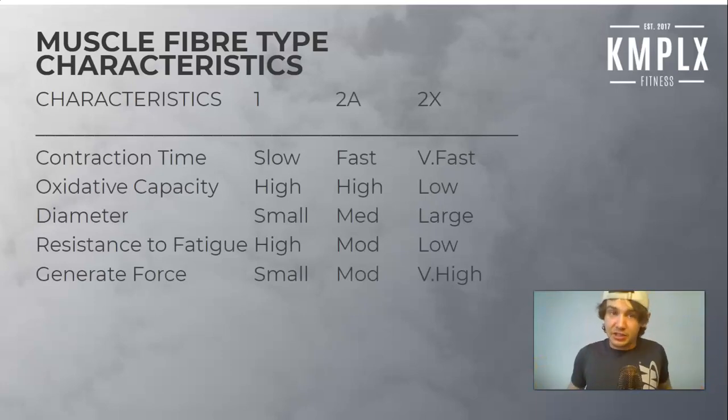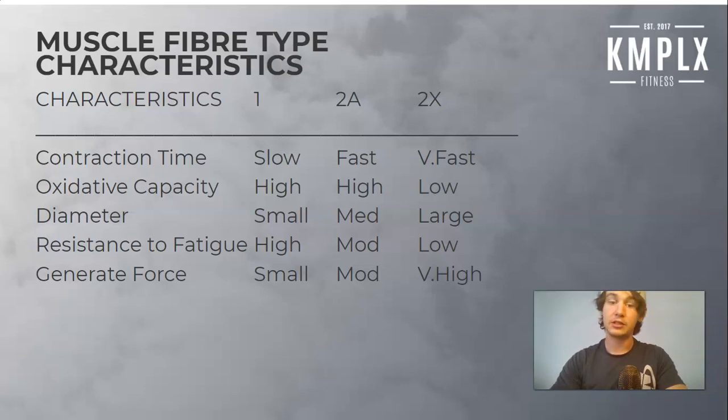So just looking at characteristics, it's just a small table from left to right. We've got 1, 2A and 2X. So contraction time, you can see a type 1 has quite a slow contraction time. Type 2A, it's fast, but type 2X, it's very fast. So it's very important to know the difference between type 2A and type 2X. There is a huge difference between someone who's fast and someone who's very fast. We go down the line then: oxidative capacity, diameter, resistance to fatigue, ability to generate force, and you can go across the line and see exactly where that is, whether it's small, moderate, very high, or whether it's small, medium, or large.